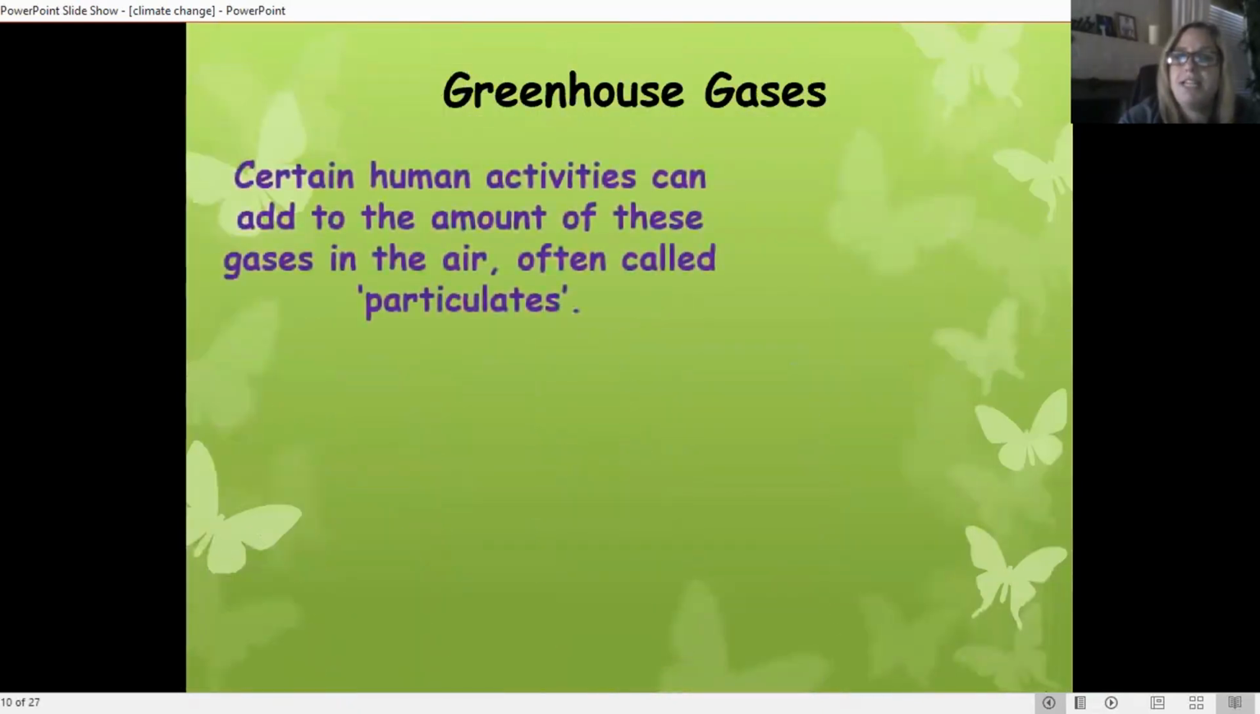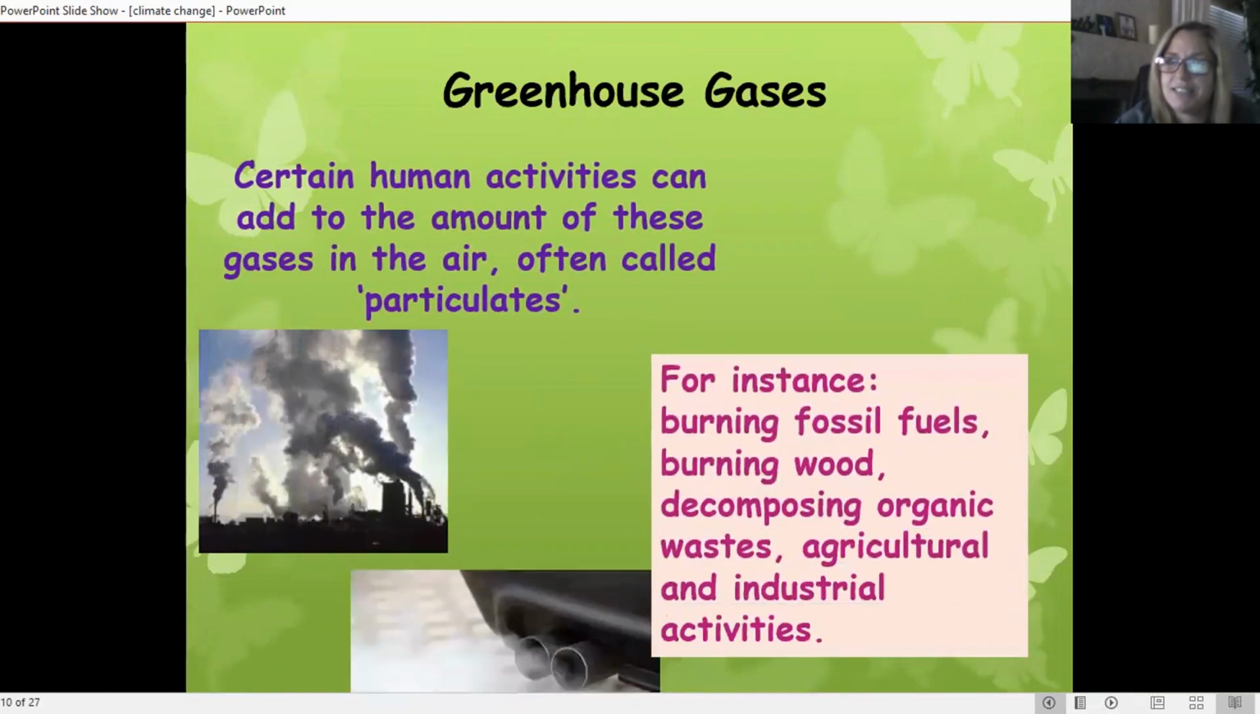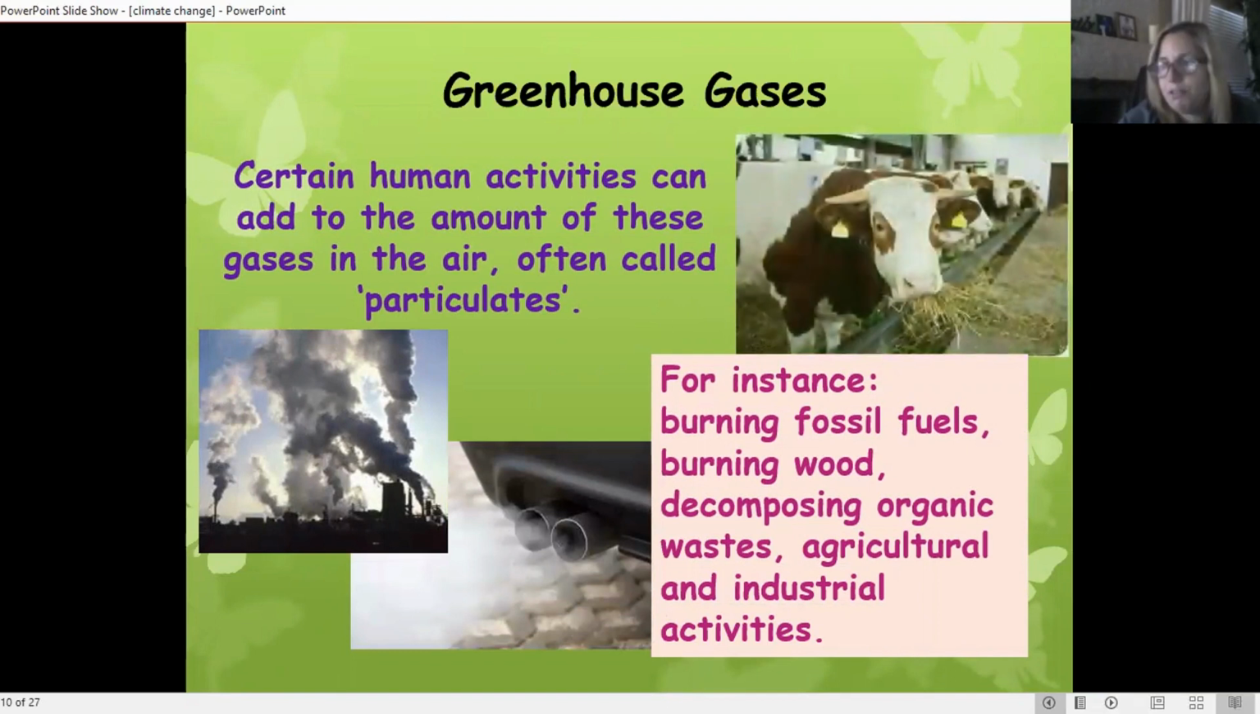Certain human activities can add to the amount of greenhouse gases, and these are called particulates. For instance, when we burn fossil fuels, burning fossil fuels is burning oil, burning gas, burning wood, decomposing organic waste. Our decomposers do that. Agricultural and industrial activities.